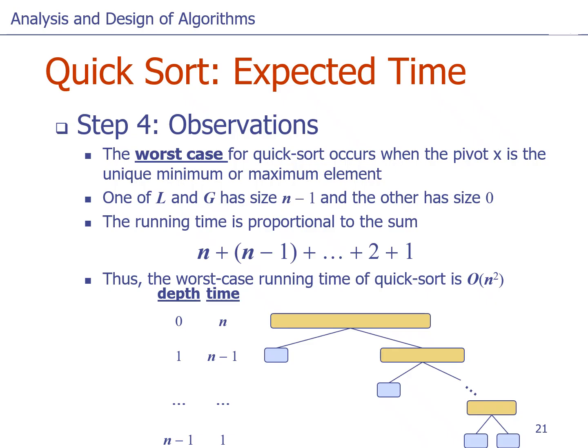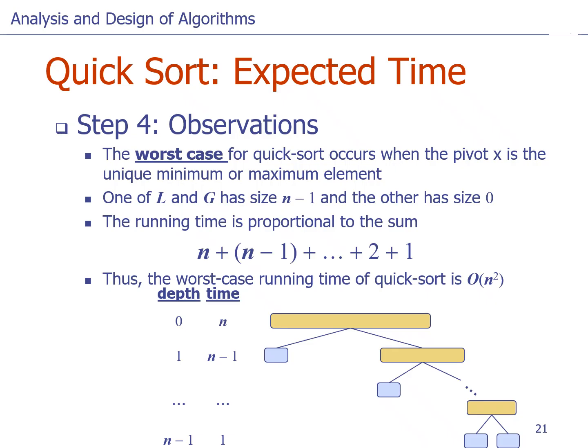So again, to stress the point, the worst case for quicksort will occur if the pivot is the unique minimum or maximum element. So either L will be empty and G has the rest of the elements, n minus 1, or G will be empty and L will have n minus 1 elements. And the other one that's remaining from the list is actually the pivot itself.